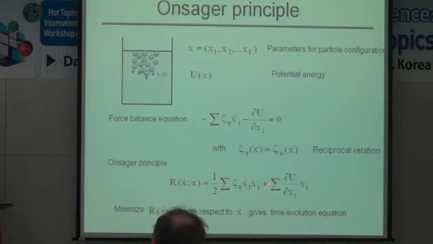And the second term simply stands for the change of the potential energy when this set of parameters x changes with the rate xi dot. You consider this a quadratic function of the xi dot, and this force balance equation is simply minimizing this. I call this R the Rayleighian because Rayleigh is the first person who introduced this kind of formula. If we minimize the Rayleighian with respect to x dot, we have this time evolution equation.